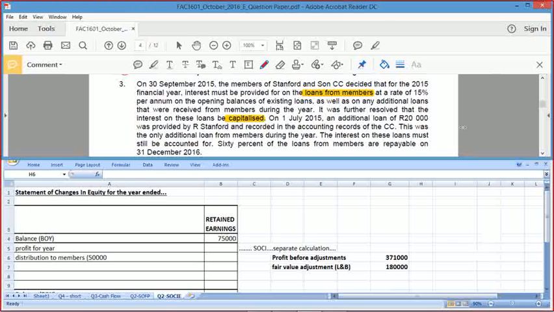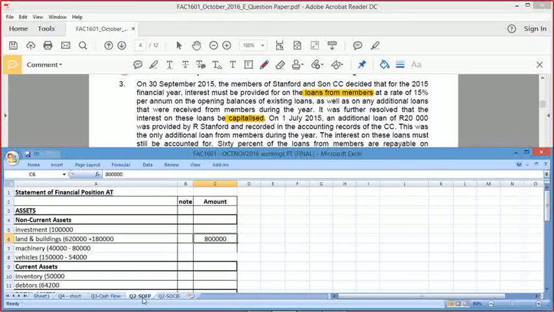From members. The additional loan of 20,000 was provided by R. Stanford. So Stanford gave another 20,000 Rand to the business. Exactly. The interest on these loans must still be accounted for. 60% of the loans from members are repayable on the 31st of December 2016. So that's next year, so we will have to do that fraction calculation again. Good. You've got it. So you've thought about the disclosure there.